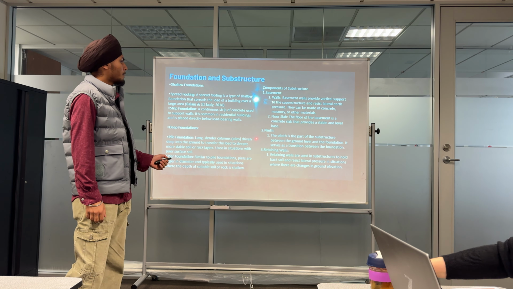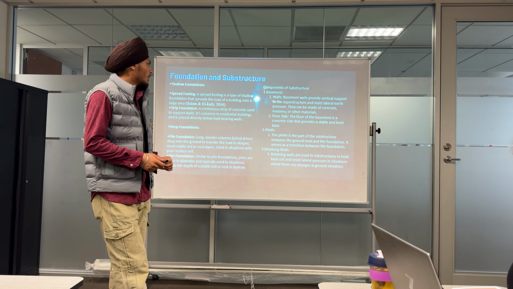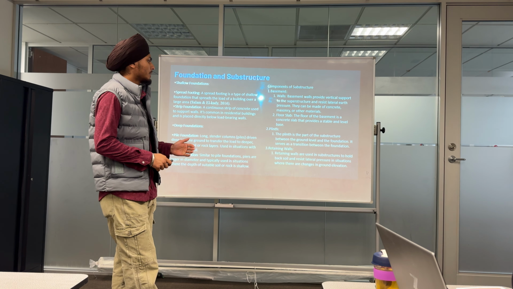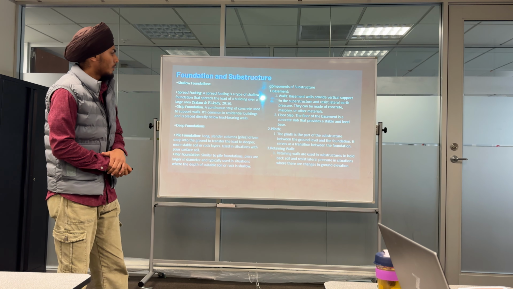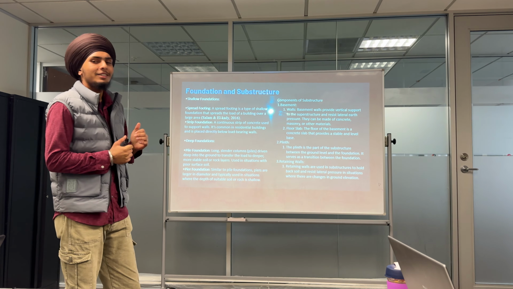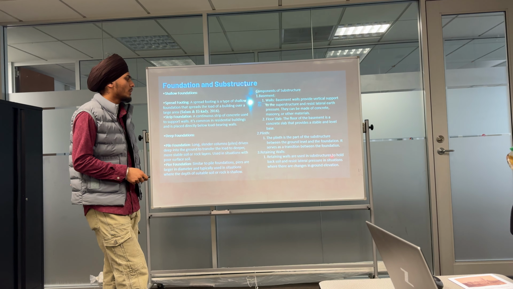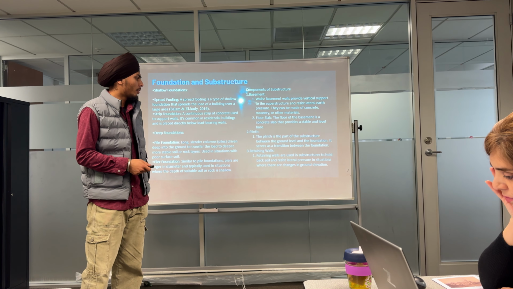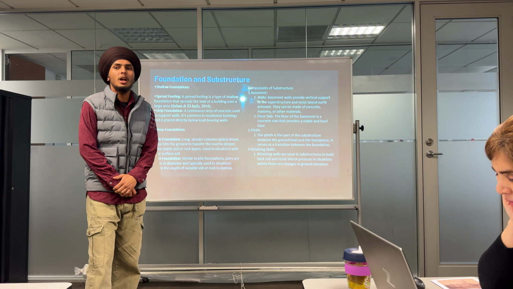The second point is plinth. The plinth is a part of the substructure between the ground level and the foundation. It serves as a transition between the foundation and the superstructure. The third point, which is the last component of the substructure, is retaining walls. Retaining walls are used in substructures to hold back soil and resist lateral pressure in situations where there are changes in ground elevation.